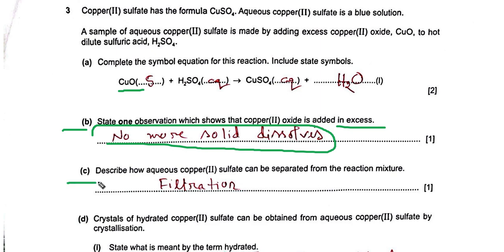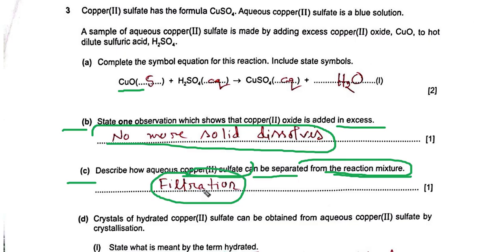C. Describe how aqueous copper(II) sulfate can be separated from this reaction mixture. As excess copper(II) oxide is present, the copper(II) sulfate can be separated from the reaction mixture by filtration. By filtration, the solid residue will be separated and you will get copper(II) sulfate solution as the filtrate.